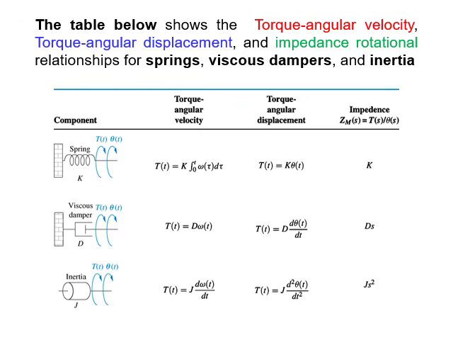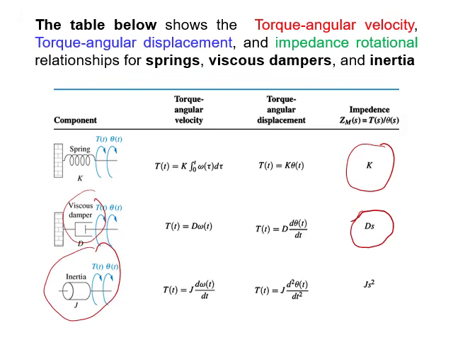The basic mechanical elements used to model rotational mechanical system are spring, which has a constant K, and damper, which has a constant D, so in S domain it is expressed as D times S, and inertia, which has the constant J, and in S domain is expressed as J S square.